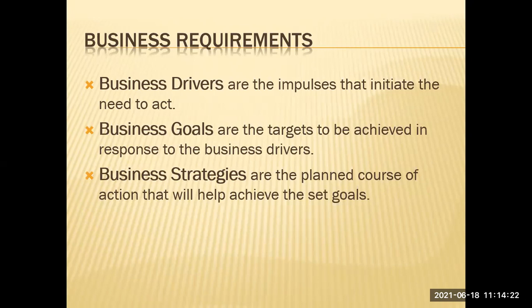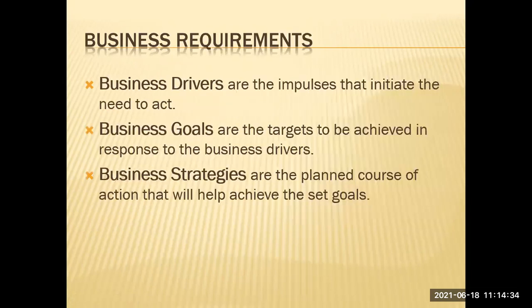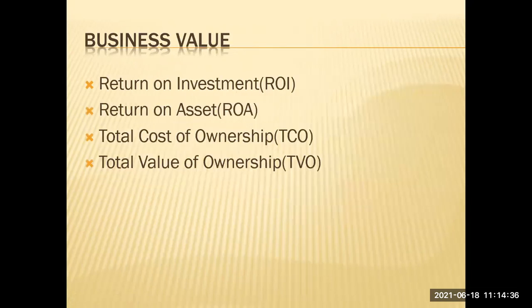So we are done with this first one here, that is business requirement. Let us move to the second one now, in the business layer, that is the business value. The second one is the business value. So you can see here some points are mentioned, that is return on investment, return on asset, total cost of ownership, and total value of ownership.